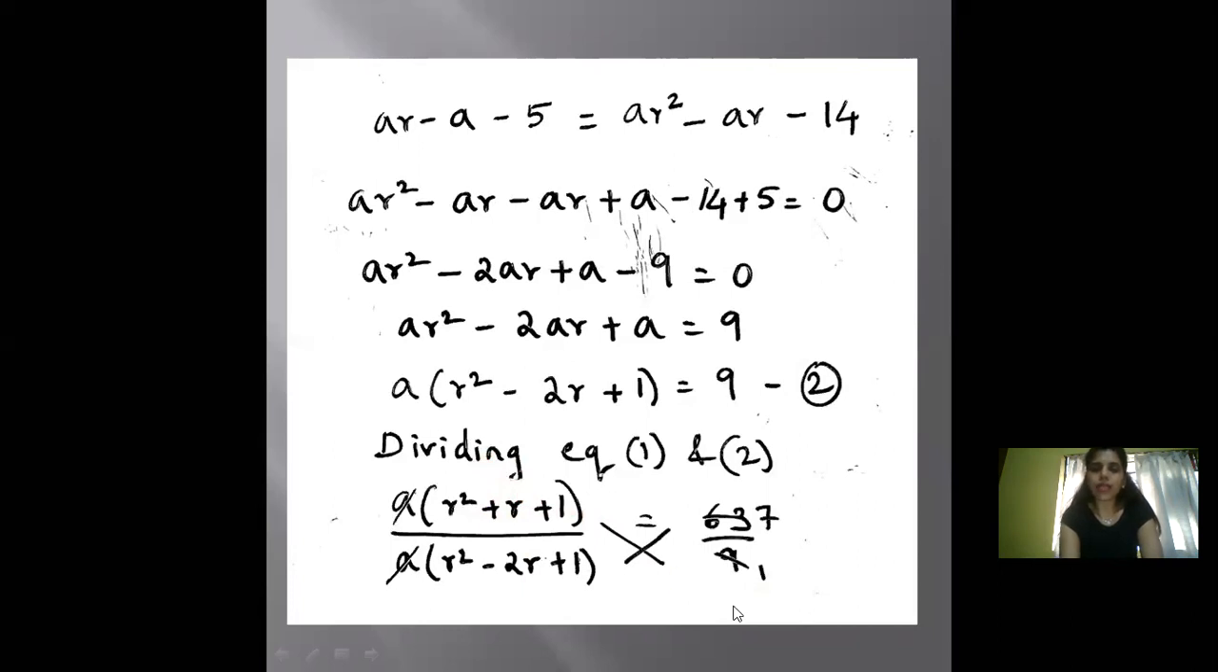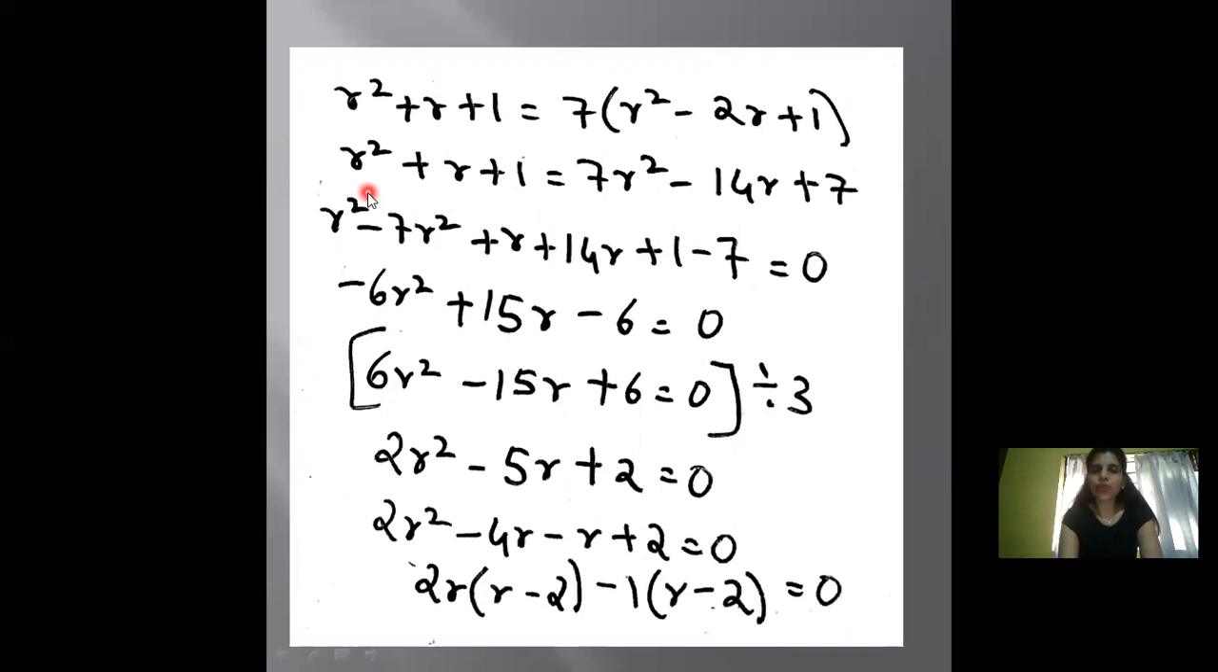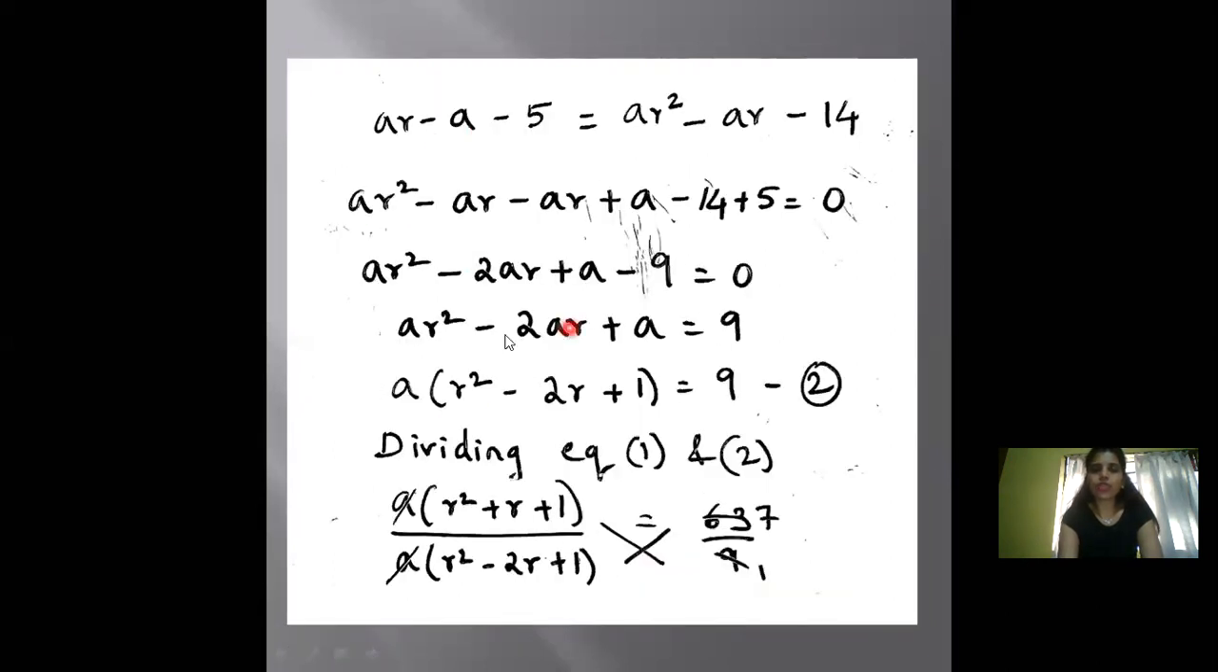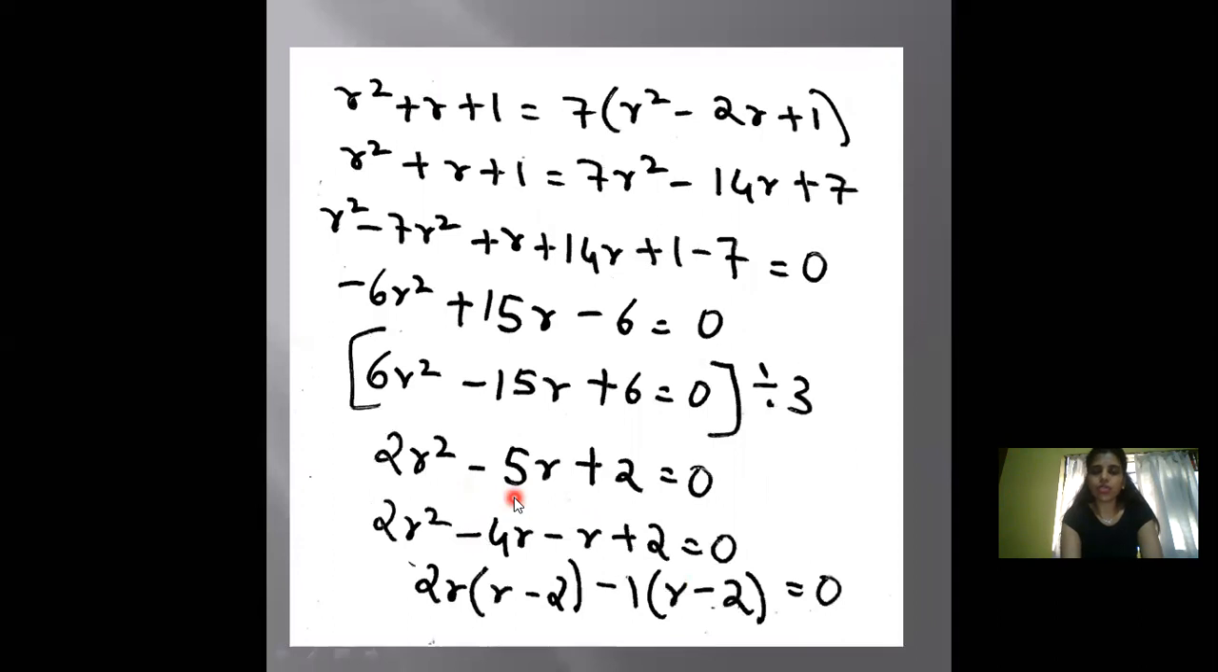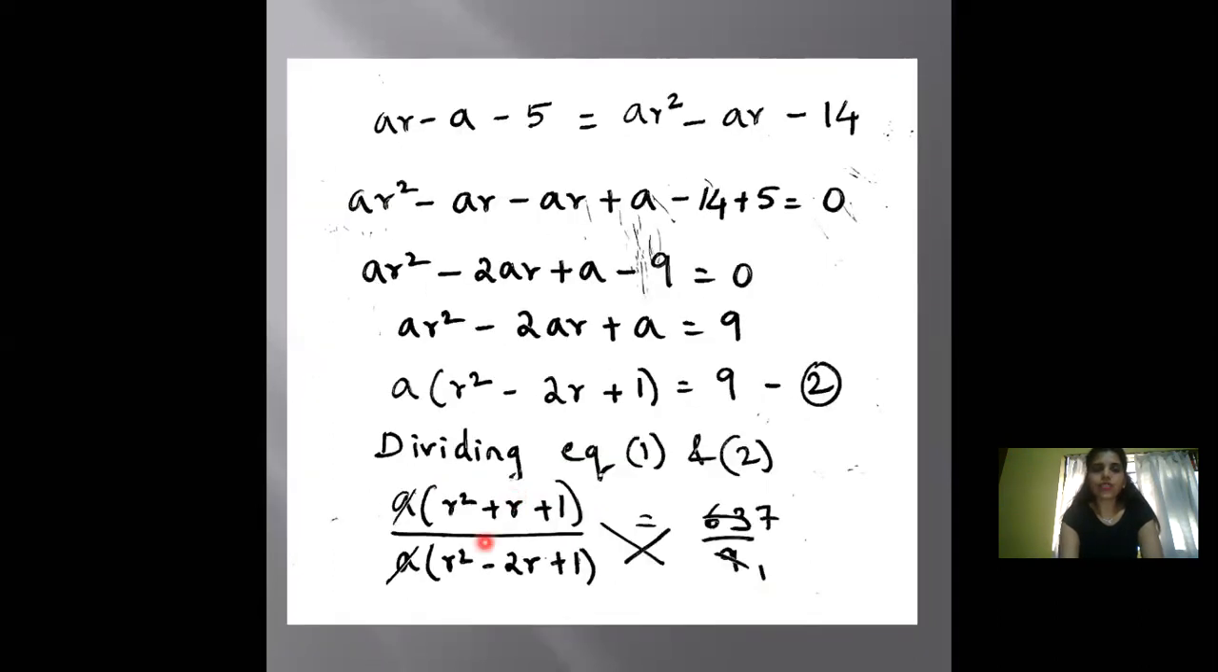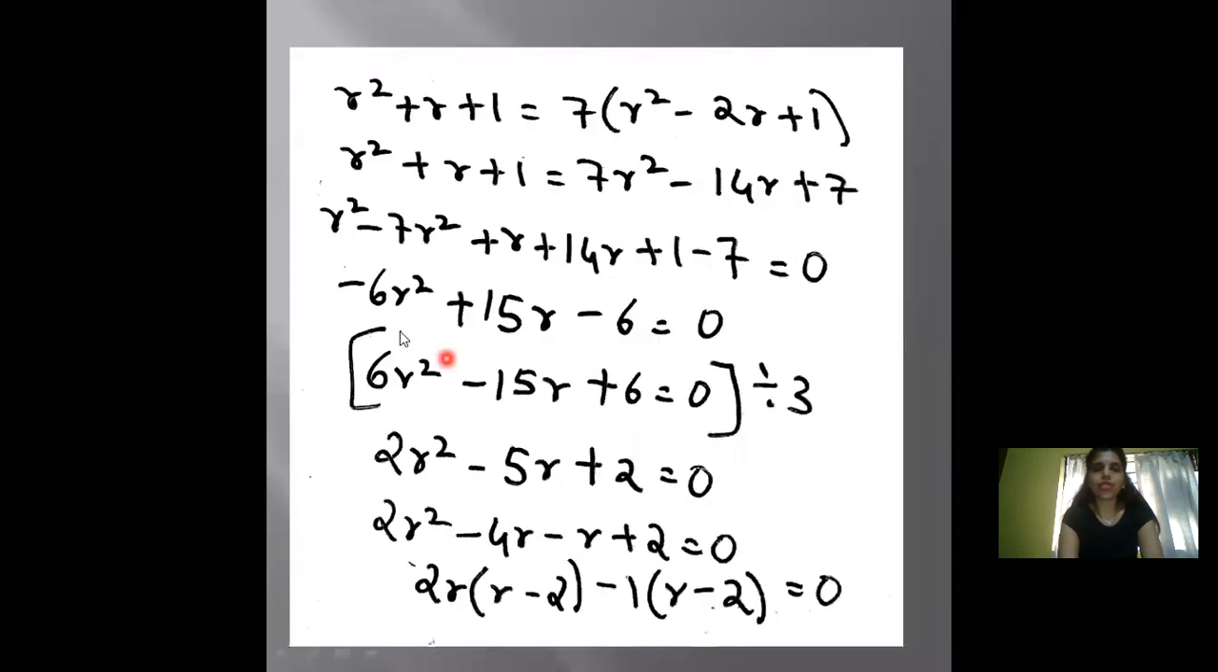So when you cross multiply, you get R square plus R plus 1. As you can see over here, this is in the numerator, which I keep as it is when it is multiplied by 1. And 7, you multiply with the denominator. So here you can see R square plus R plus 1 remains on the left side. 7 into R square minus 2R plus 1. When you open the bracket, you get 7R square minus 14R plus 7. R, you take this to this side. So R square minus 7R square plus R minus 14R.